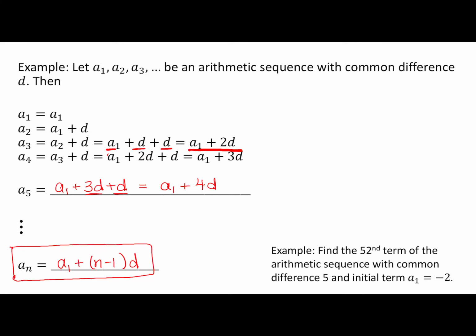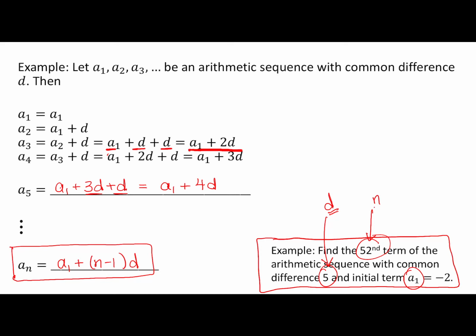All right, I'm going to have you try to apply this formula in this example. So I want you to find the 52nd term of the arithmetic sequence with common difference 5 and initial term A1 equal to -2. So remember, when you see common difference, that's telling you that 5 is D. And here's your A1. And what is the 52? 52 is my N, right? That's the number term that I want. Now you have all the pieces that you need to plug into this formula. So go ahead and do that on your own, and then we'll come back and do some more examples.